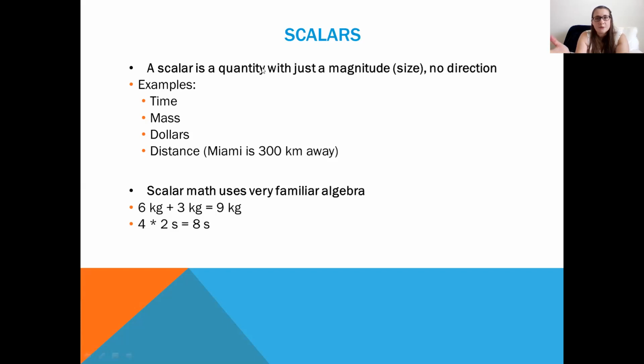Numbers, true. Yeah, there's no direction associated with numbers. Volume, good. Speed, yep, absolutely. Temperature, yes, good. Mass, yep.